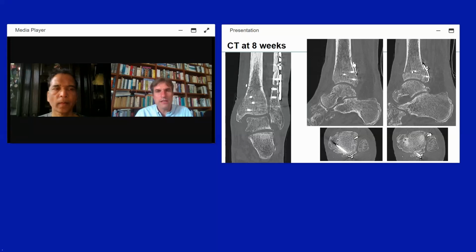So this is the result of correction. Of course, the bone doesn't look very well after he is now 16 weeks without weight bearing. So he had to take up weight bearing again to heal and to get back to work.